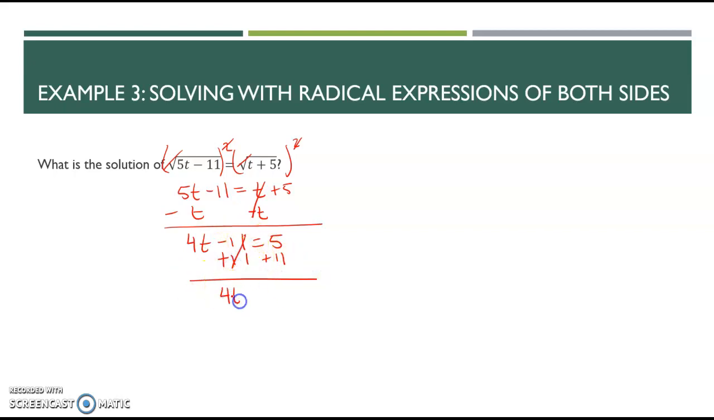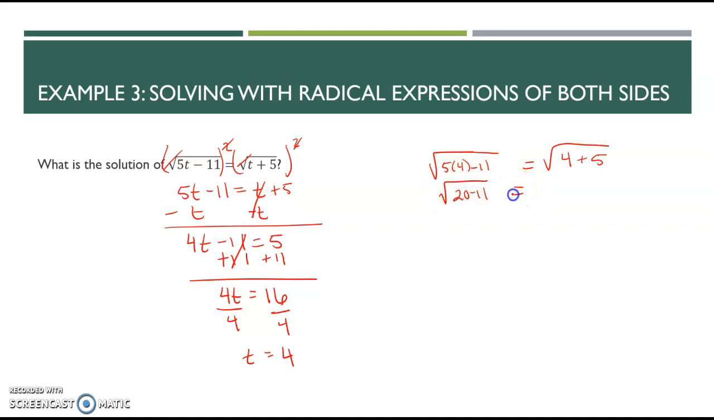So then we end up with 4t equals 16 and divide by 4. So t should equal 4. And then just to double check, especially with how many square roots we have going on here, I'm going to plug that in. So we're going to have 5 times 4 minus 11, all of that under my square root, and 4 plus 5. So 5 times 4 is 20, so we have 20 minus 11, and the square root of 4 plus 5 is 9.